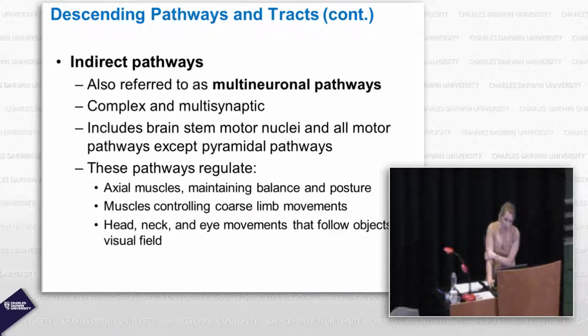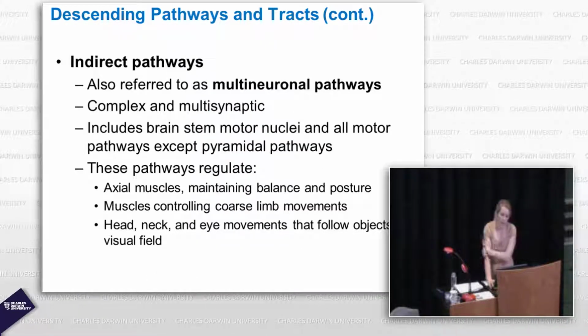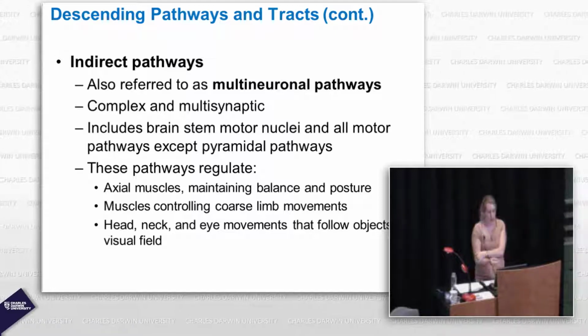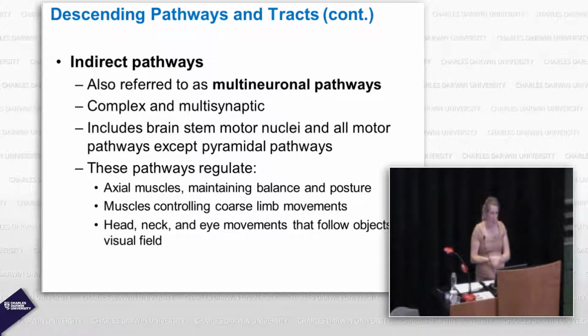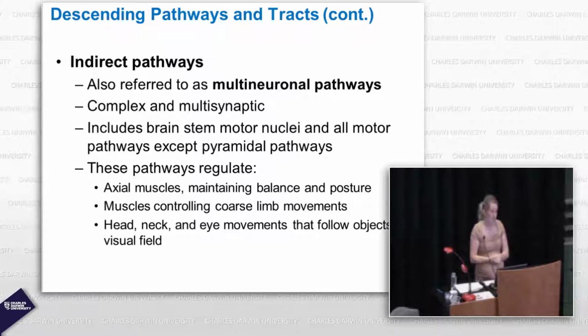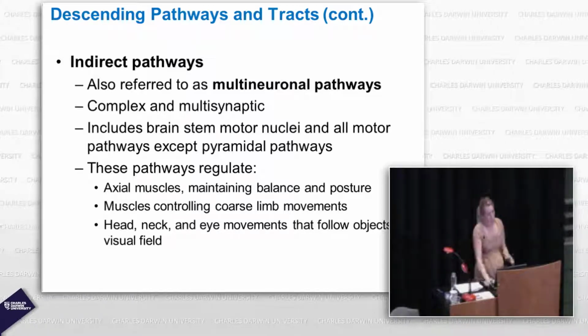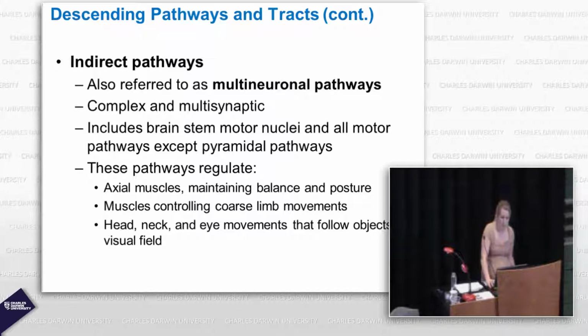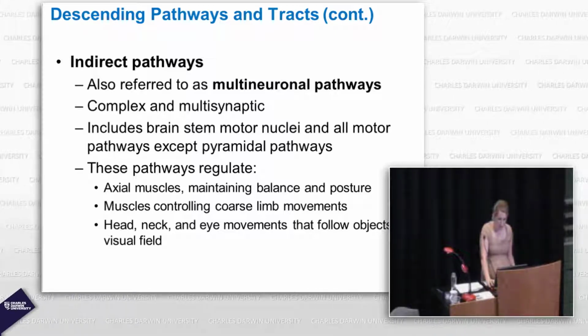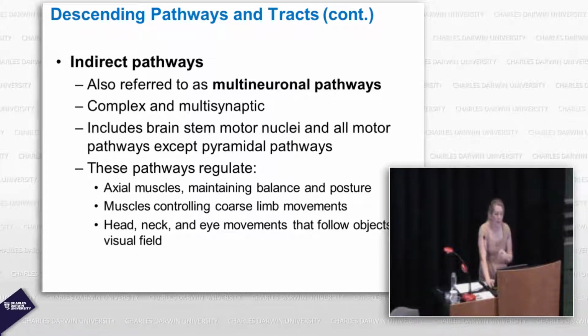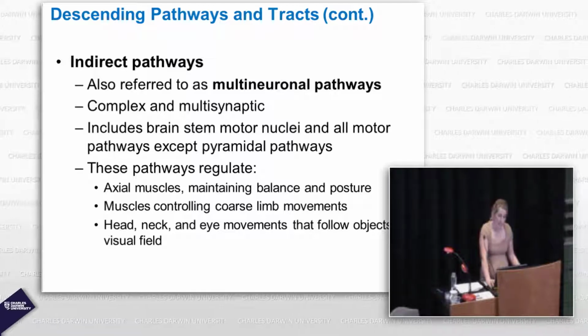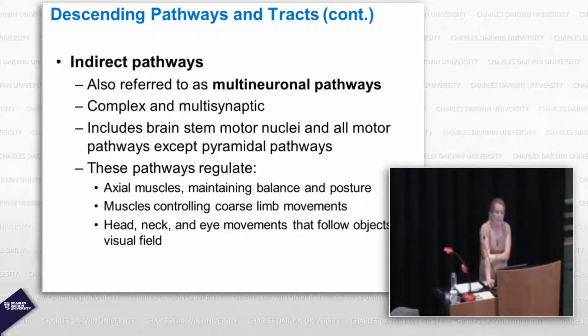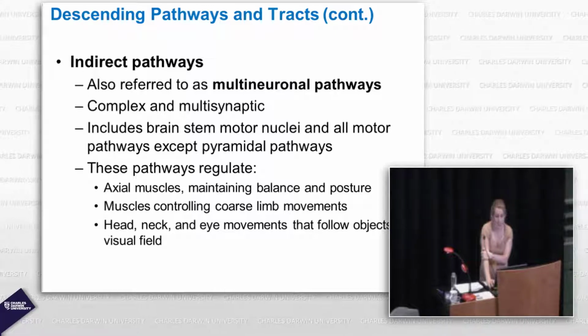Okay, so next we have the indirect pathways. These are obviously more complex and multisynaptic. There's quite a few of these that are pretty much beyond the scope of our initial lecture. But the functions maintained by these indirect multineuronal pathways are balance and posture, coarse limb movements, and head, neck and eye movements that follow objects in a visual field.